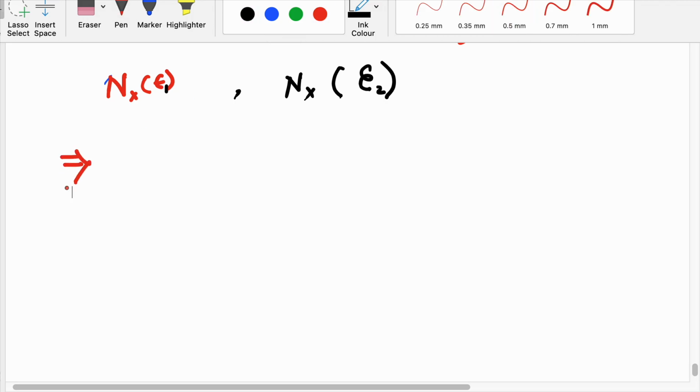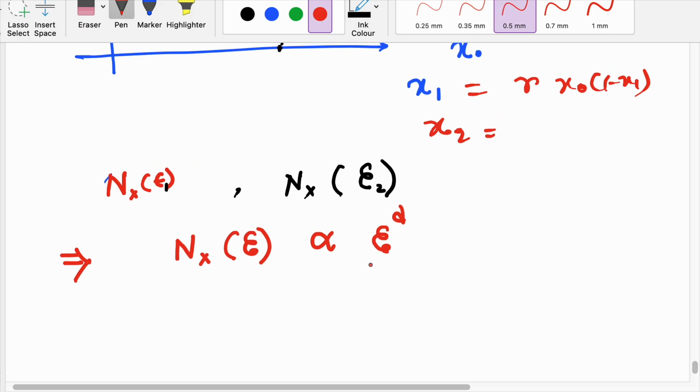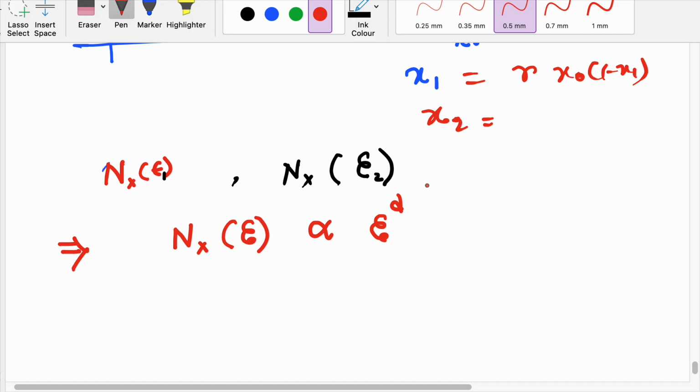Now if we vary and assume that the number of points inside an epsilon length, N x epsilon, is proportional to epsilon to the power d, then we can say that d is the dimension. So why am I saying this d is the dimension?